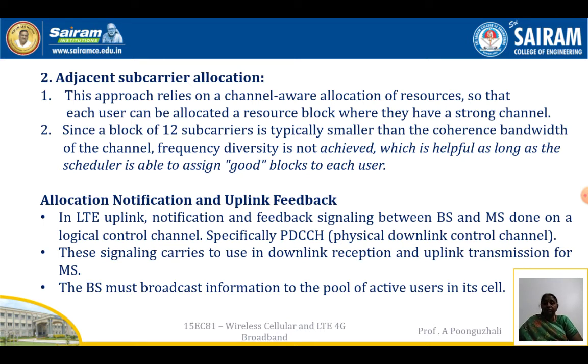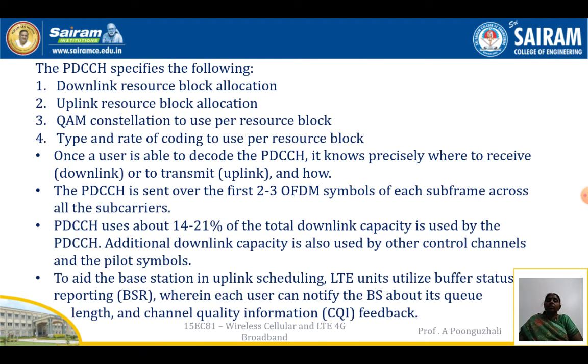So here in this case, the notification and feedback signaling between the mobile station and the base station is going to be done on the logical control channel, and the signaling is going to be used in the downlink reception and the uplink transmission for the mobile station. So here the basic functions: the physical downlink control channel is going to be used for the following purposes: downlink resource block allocation, uplink resource block allocation, the QAM constellation to use per resource block, and the type and rate of coding that is going to be used per resource block.